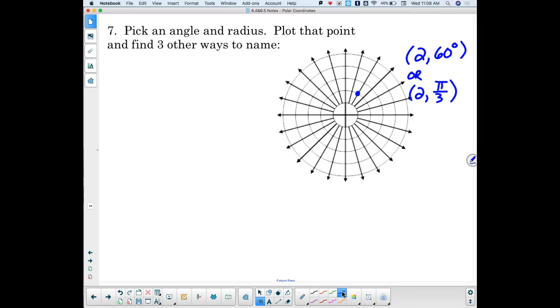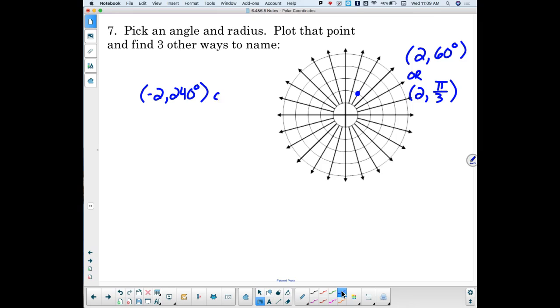Do we agree with -2, 240 degrees? Yes or no? Agree with that? Yes, Paul? Okay, I would concur with that.